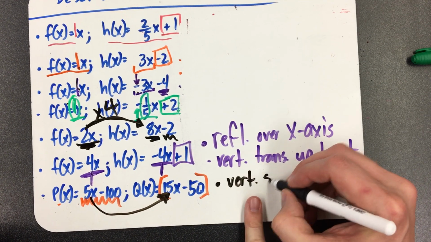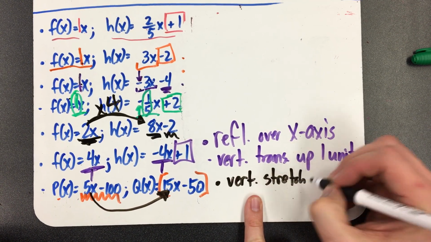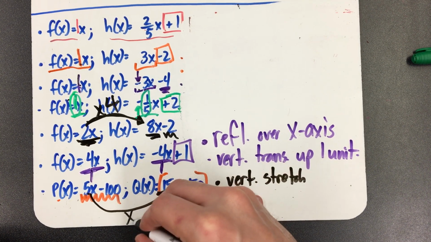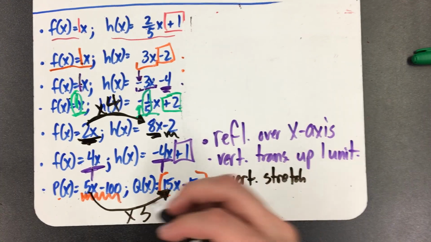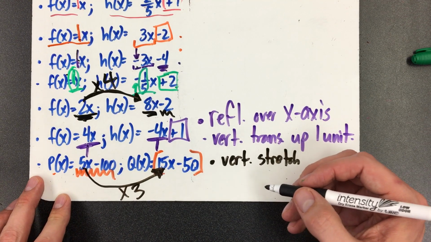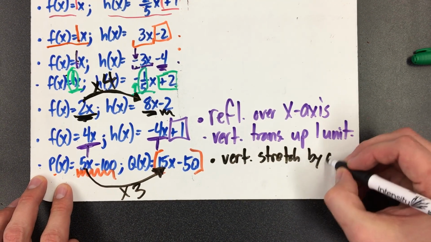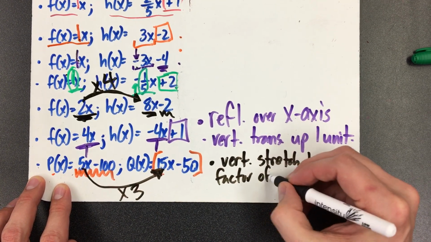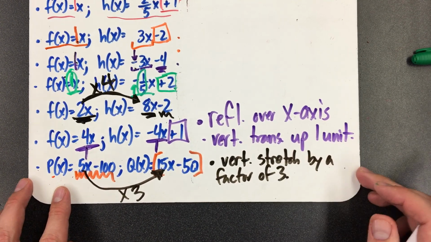What is the factor, though? What do we multiply this by? 5 times what equals 15? 5 times 3. My 3 looks kind of pathetic right there because it blended into the arrow. So this is a factor of 3, because we made the slope 3 times greater, multiplied it by 3.